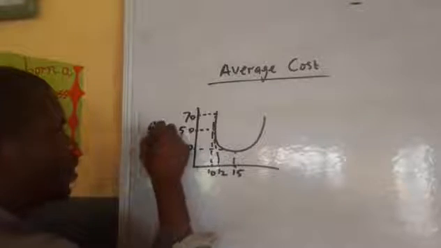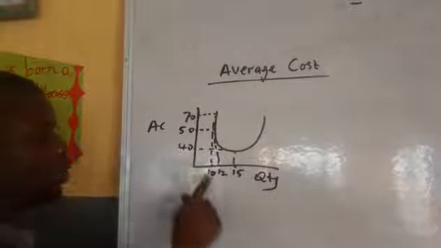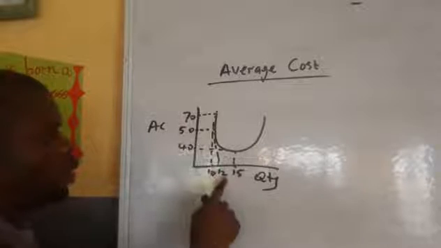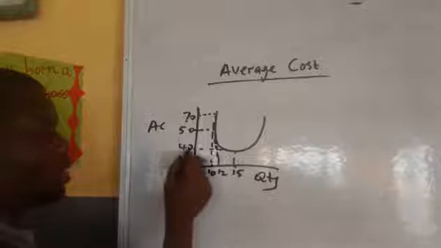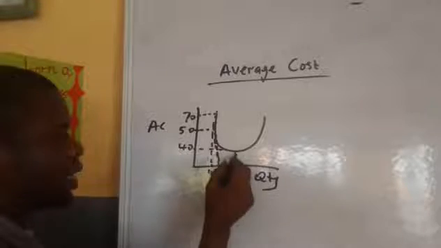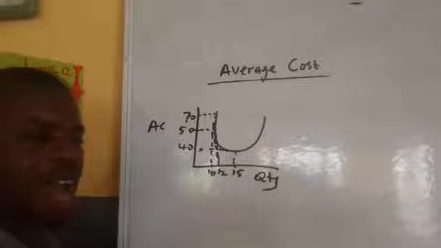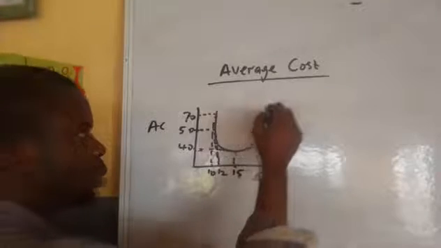So this is average cost, this is quantity. At the initial stage, when you produce 10, the average cost is 70. When you produce 12, the average cost is 50. When you produce 15, the average cost is what? It is 40. So the higher the output produced, the lower the average cost, the cost per unit of output.